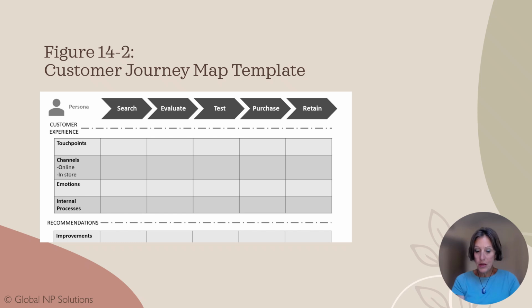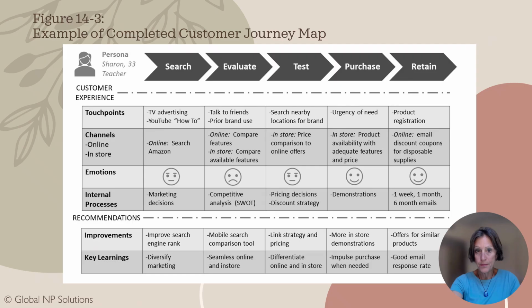In addition to the touch points, distribution channels are noted on the customer journey. Availability of products online with home delivery or in-store for immediate purchase can strongly influence a customer's purchasing decision. Emotions are tracked for the customer simply as positive, neutral, or negative. Finally, any internal processes that the organization uses to support the customer through the experience are recorded. An example of a completed customer journey map is shown in figure 14-3.